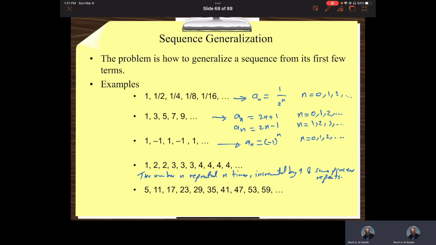No, I want a formula. I want an equals some formula, some function. Write it in terms of a function of n, a closed form, a closed formula. Yes, 0 to infinity, 1 to infinity, doesn't matter. You can use the floor, ceiling, whatever function you want. What do you think?